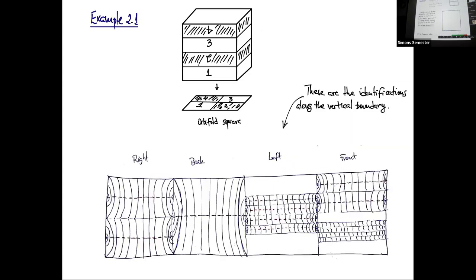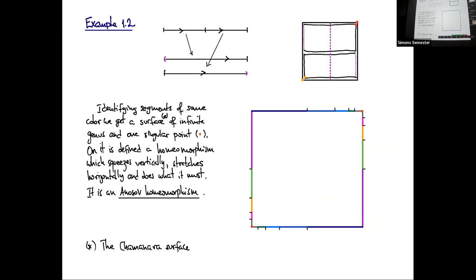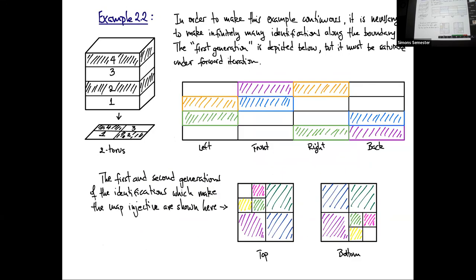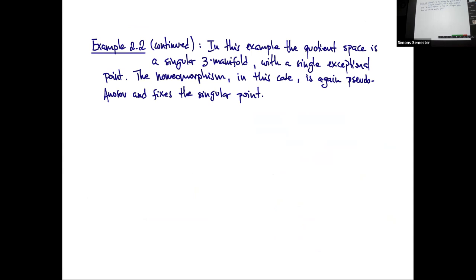It's very much like the situation here, where you identify this to that, that to that, that to that. And then there's one bad point, which is this corner here, which is also this corner here, but it's also all the points with these tick marks. So there are infinitely many points identified to the corners. Likewise, in this situation, there are entire segments which get collapsed to a single point. So the quotient is this singular three-manifold.